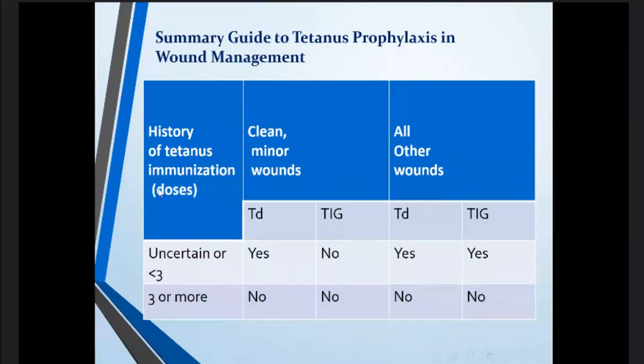Here, we depend on the history of tetanus immunization and also the type of the wound: a clean, minor wound, or other wounds which are contaminated or more severe. And also depending on the doses of immunization: if we are uncertain or it is less than 3 doses, or if the person has 3 or more doses. So accordingly, we provide the tetanus prophylaxis for that person after exposure to the disease.